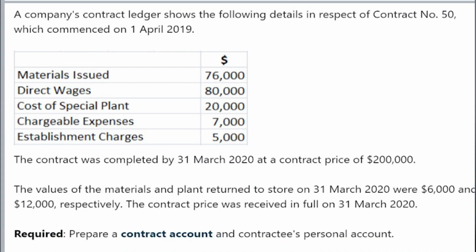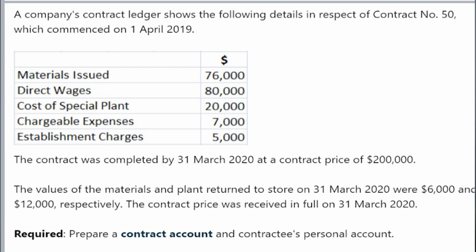A company's contract ledger shows the following details in respect of contract number 50, which commenced on April 1st, 2019. The materials issued was 76,000 US dollars. Wow, that's much. The direct wages is 80,000 US dollars, also much. The cost of special plants is $20,000. They also give us chargeable expenses, the establishment charges, which is $5,000. And they gave us additional information.